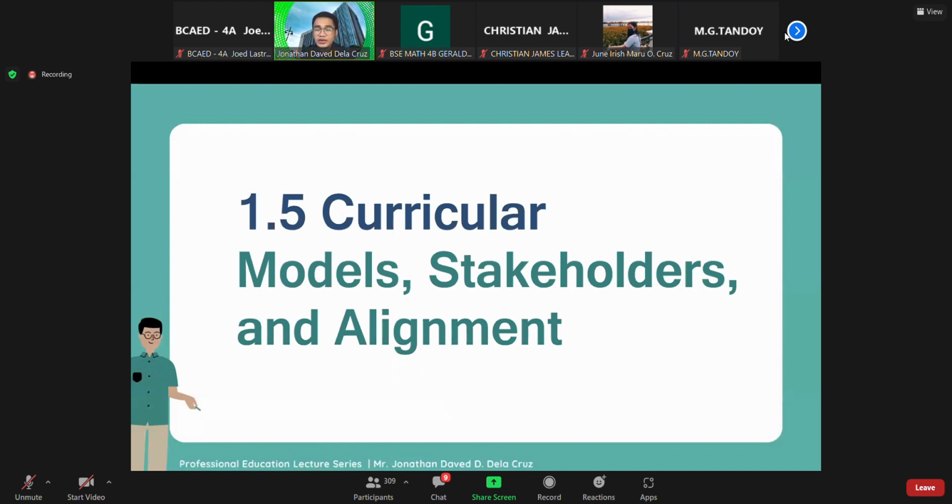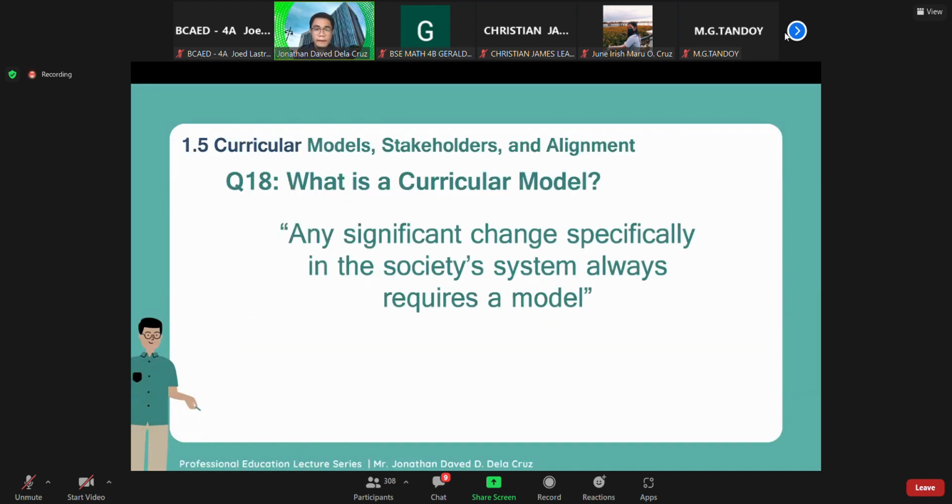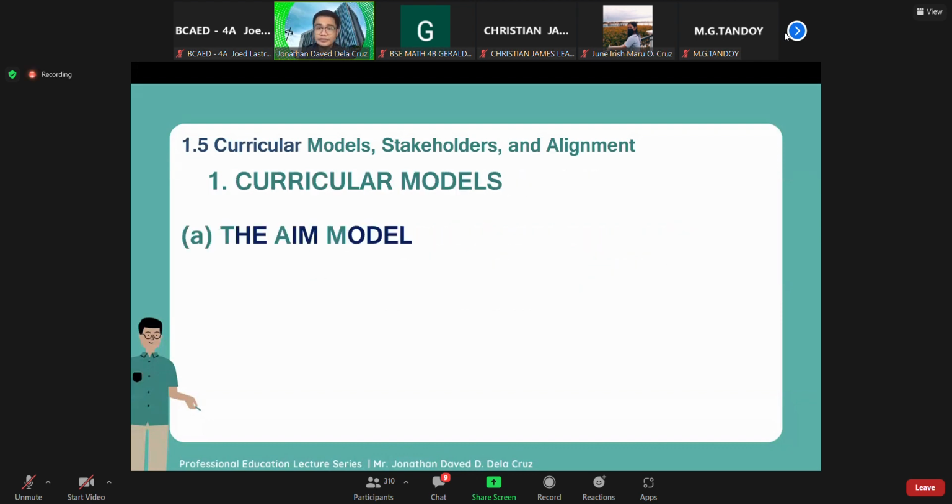Let's talk about the curricular models, stakeholders, and alignment. Now, the models that I will be discussing, the models of curriculum, is not all, but I've selected some curricular models that I found relevant and could be helpful for everyone. Okay, so what is a curricular model? A curricular model is a significant change, specifically in a society system, always requires a model and any significant changes. So, laging may model ang mga structures na meron tayo in a society. So, for our case, the curricular model tells us about the structure of curriculum.